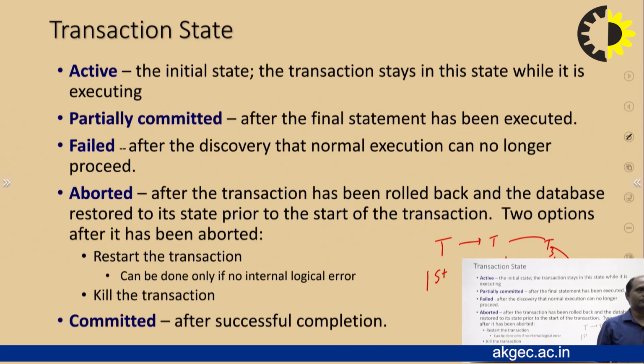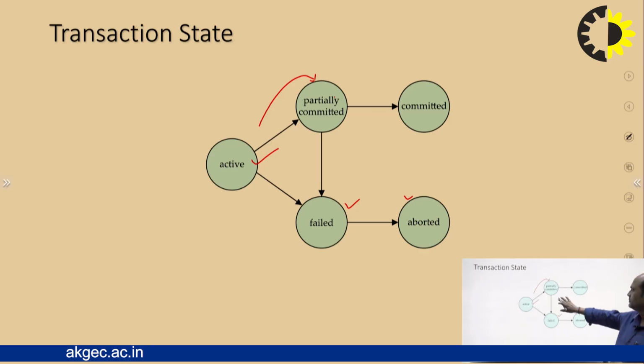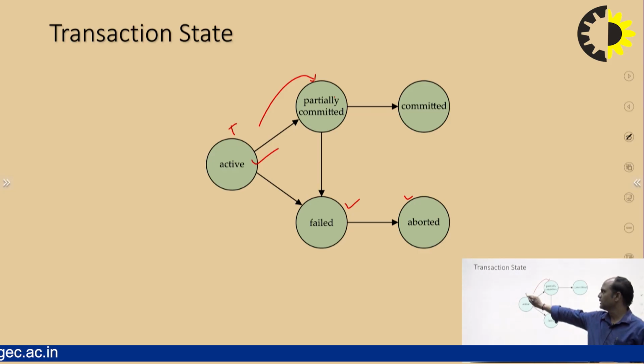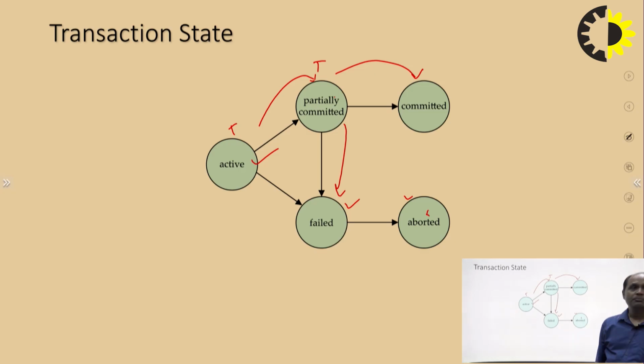What are these two states? Failed. What do you know about failed? After the discovery, the normal execution can no longer proceed. Suppose we have a transaction in the active state. It goes to partially committed. If the partially committed state succeeds, then the transaction goes to committed. If any error occurs, then the partially committed state goes to the failed state.